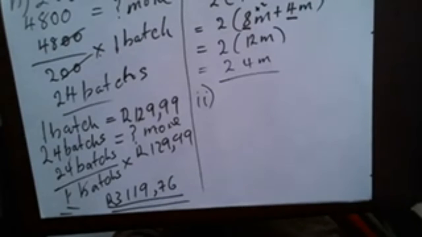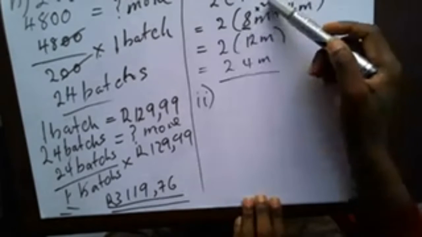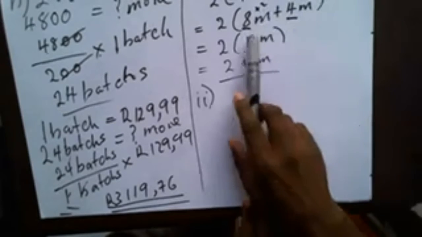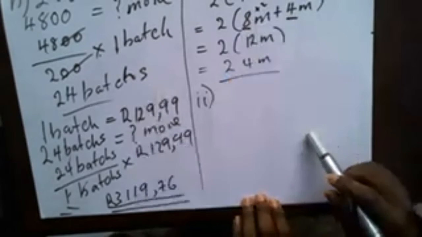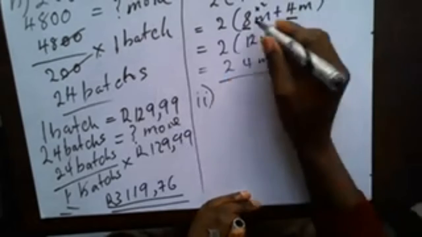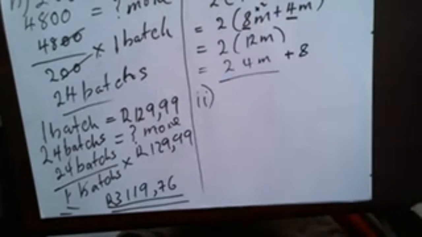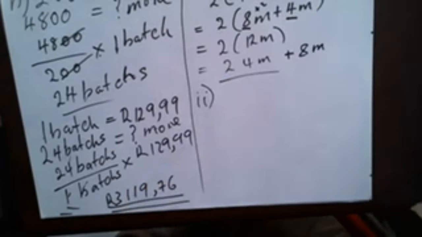Okay, so do you see what is happening? If we say 8 plus 2, we get 10. Then 4 plus 2, we get 6. So we are saying 10 plus 6, which is 16, times 2, which is 32. So what we need to add here is plus what, guys? Plus 8. We need to add extra 8 meters.